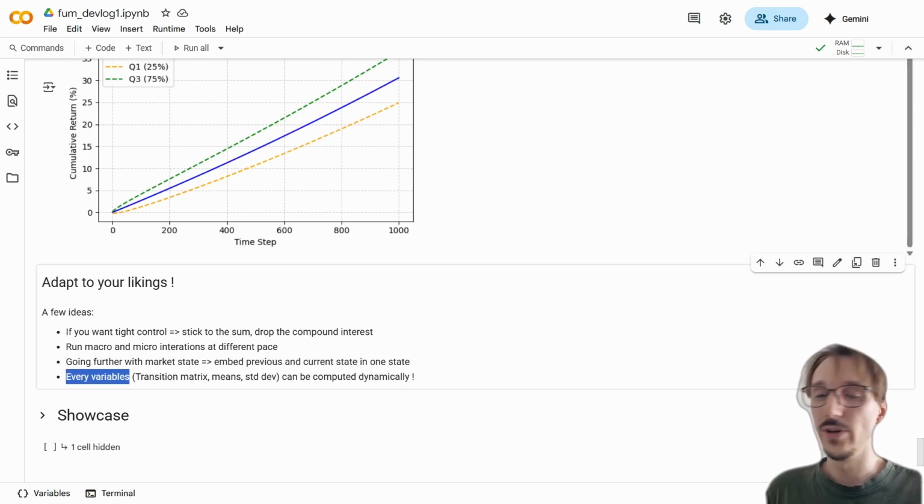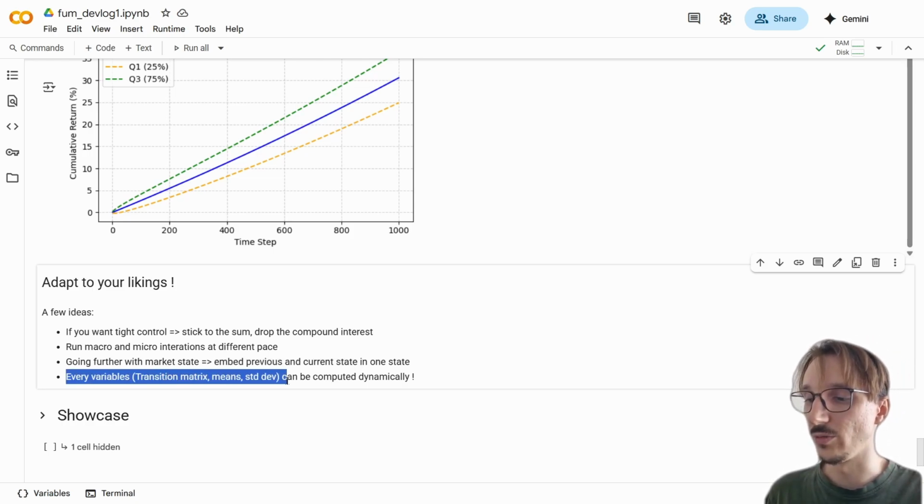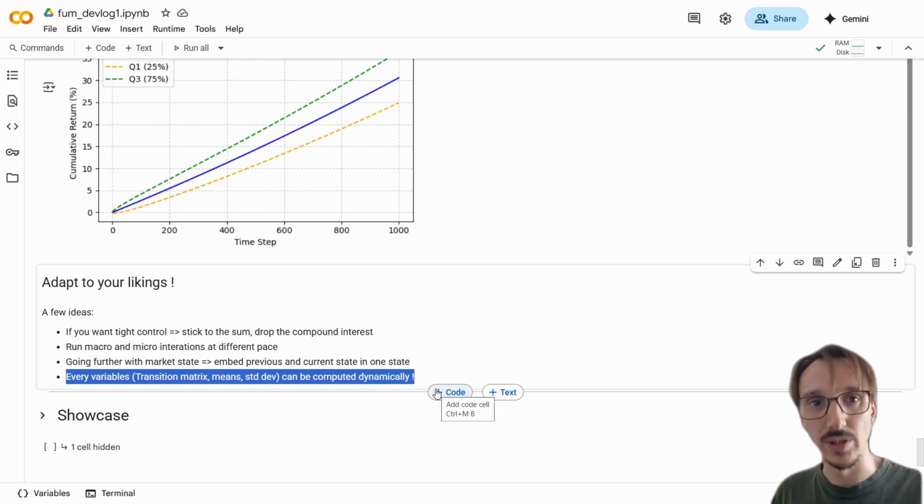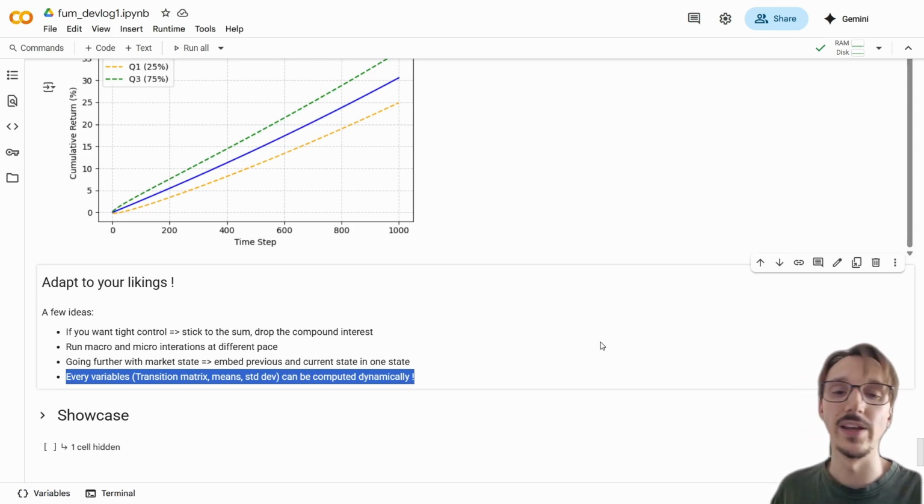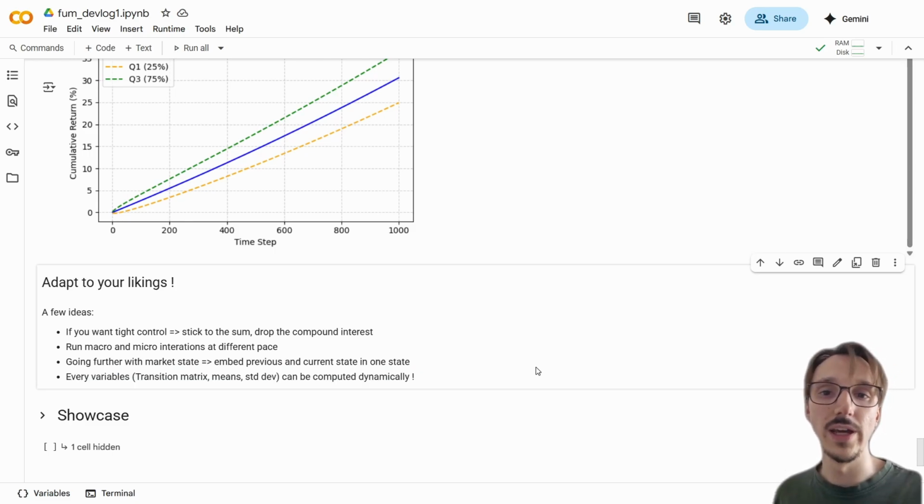And lastly, every variable and every parameter that we saw can be computed dynamically. So for example, if you're making a management game and your player plays very badly, you can change the transition to increase the chance of a collapse, or the reverse if the player is playing well. Anyway, you get it. Feel free to adapt it to your own situation. And that's pretty much it for this video. Overall, I really enjoyed doing this. There is a little bit of math, a little bit of creativity.